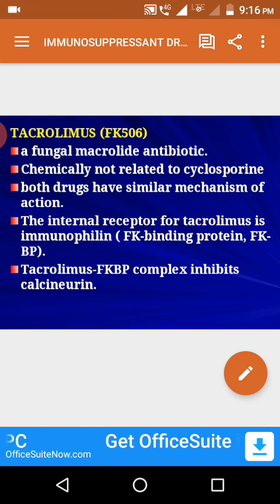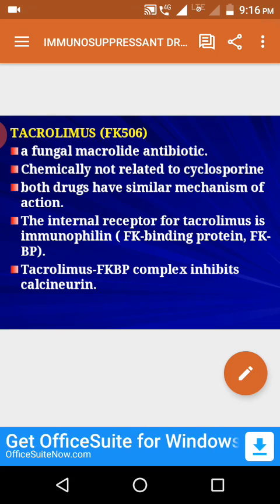The next drug is tacrolimus. We already discussed cyclosporin. Tacrolimus is a macrolide antibiotic, chemically not related to cyclosporin, but both have a similar mechanism of action.